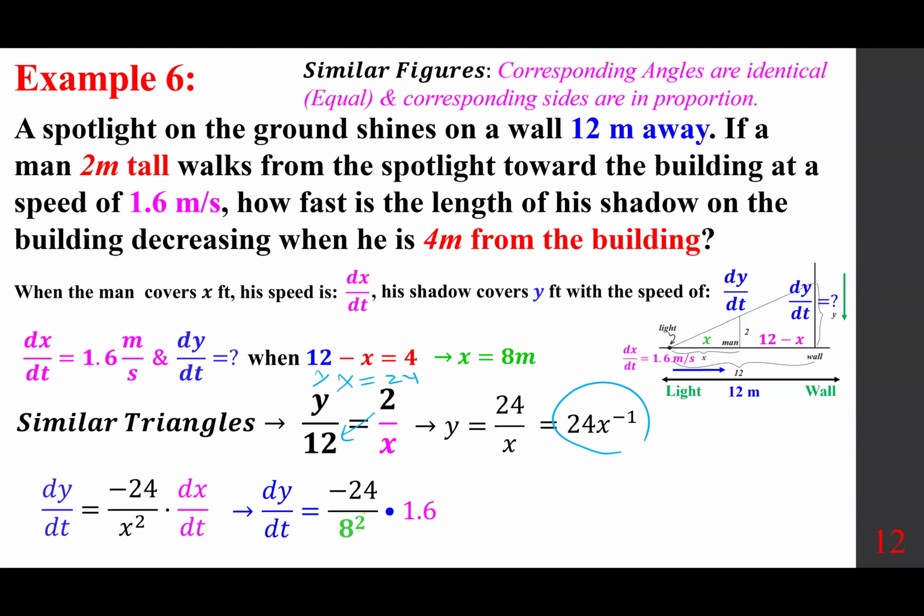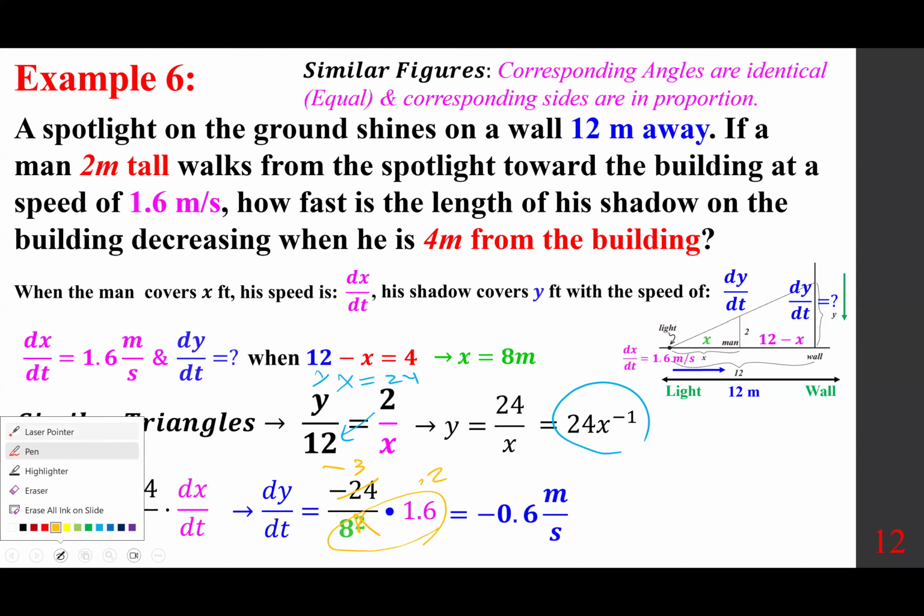This is one of them goes away. This becomes -3. And 1.6 divided by 8 is 0.2. And -3 is -0.6 meters per second. Units of y over units of t. That's how you find it.